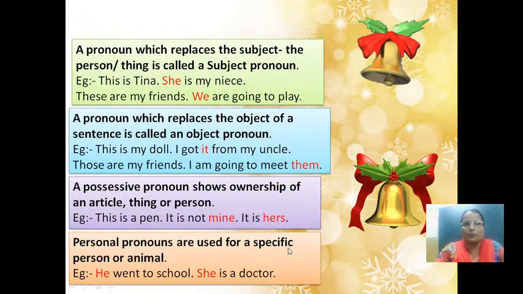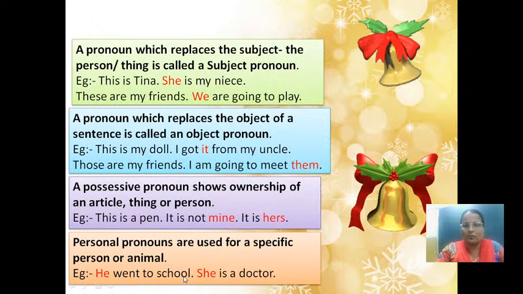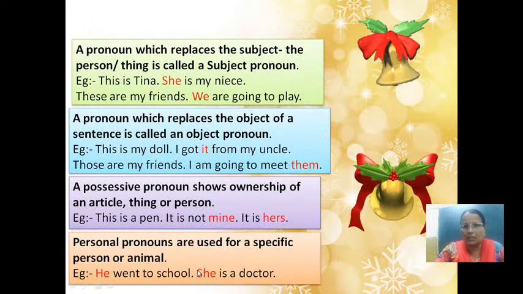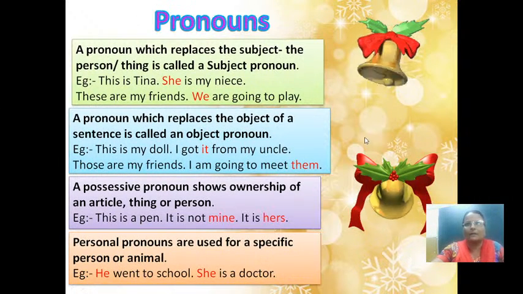Personal pronouns are used for a specific person or an animal. Okay. For example, he went to school. She is a doctor. He is particularly mentioned for a particular person only. And here this she is mentioned for a particular person. So here he and she are called the personal pronouns.